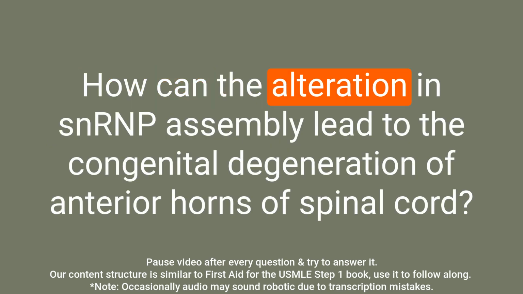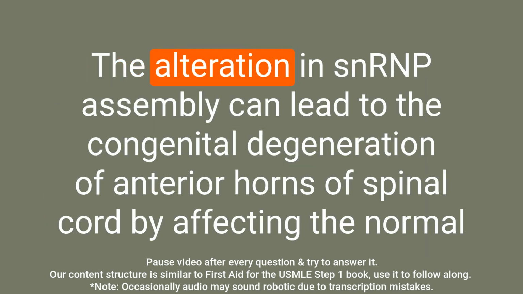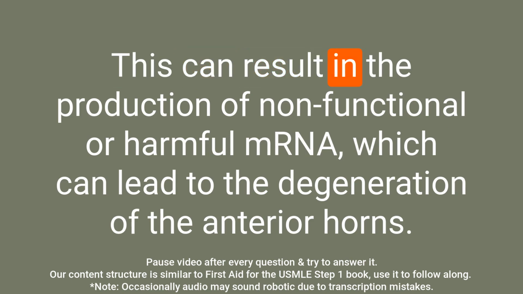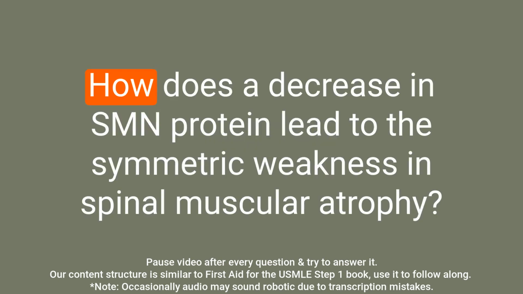Question: How can the alteration in snRNP assembly lead to the congenital degeneration of anterior horns of spinal cord? Answer: The alteration in snRNP assembly can lead to the congenital degeneration of anterior horns of spinal cord by affecting the normal splicing process of certain genes that are important for the development and function of the anterior horns. This can result in the production of non-functional or harmful mRNA, which can lead to the degeneration of the anterior horns.